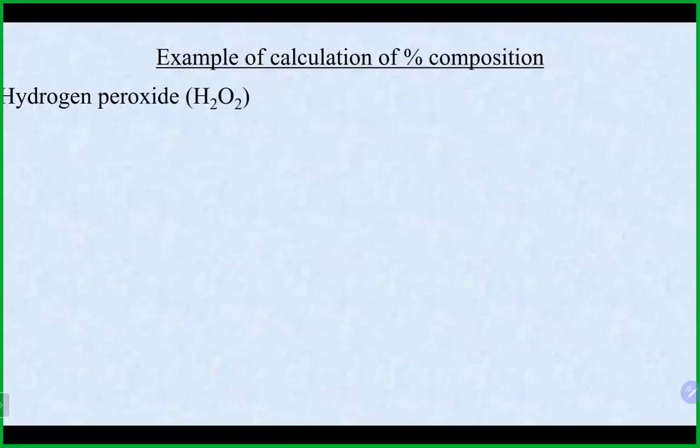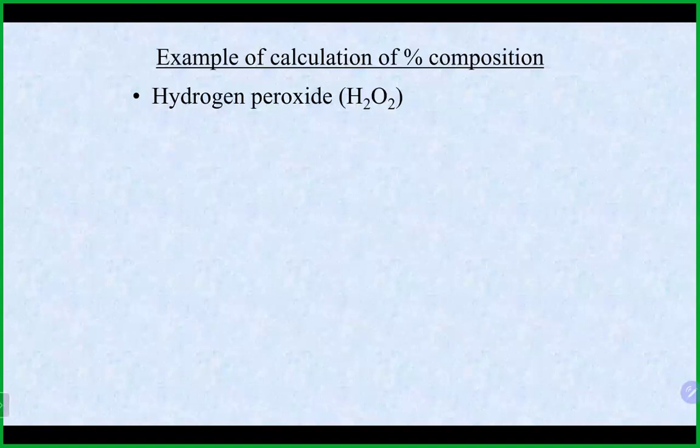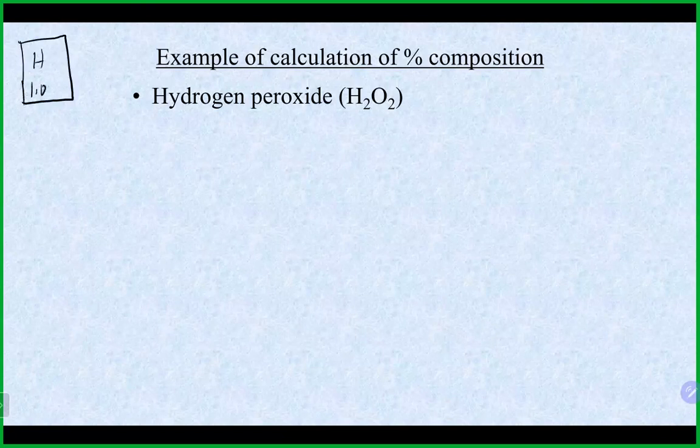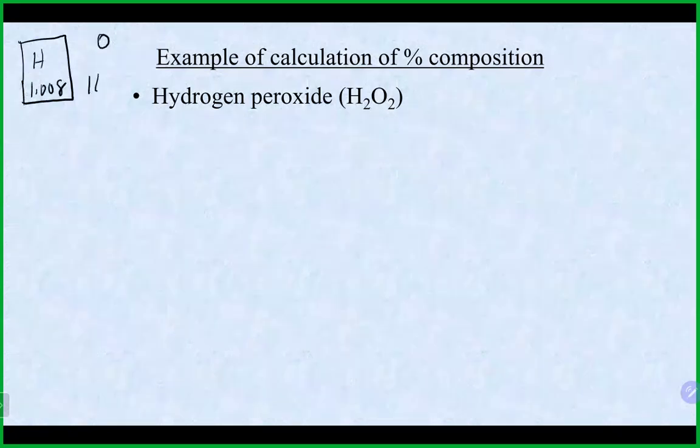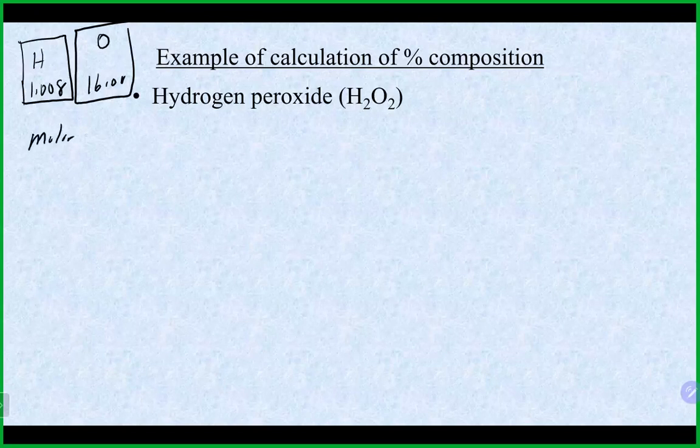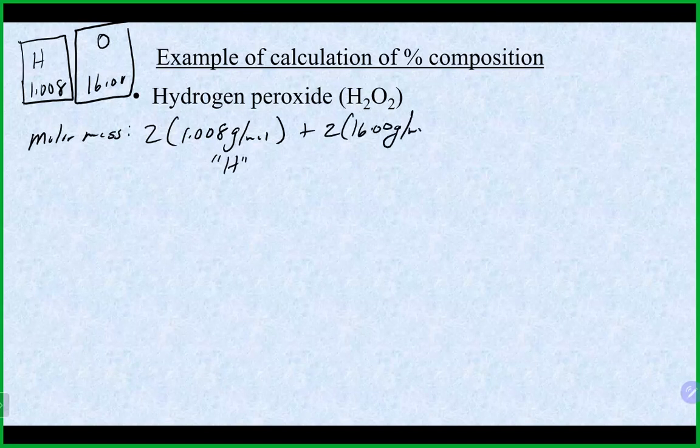So let's take a look at one here together. Let's say we were doing hydrogen peroxide. The first thing that we'd want to do is get the mass of hydrogen peroxide, the molar mass. And again, as we've been talking about, we could get that from the periodic table by looking at the number below the symbol on there. So to get the molar mass of this, we would have 2 times the molar mass of hydrogen, and we're going to add it to 2 times the molar mass of oxygen, which is 16.